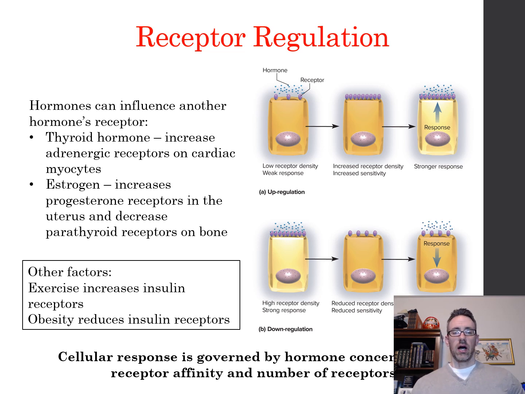So now, if you take a look at this cartoon here, we have something called upregulation, and down here is downregulation. For upregulation, we take this cell as an example. We can have a fixed concentration of hormone, a certain number of receptors, and those receptors have a certain affinity for this hormone. So those are the three variables we just talked about.